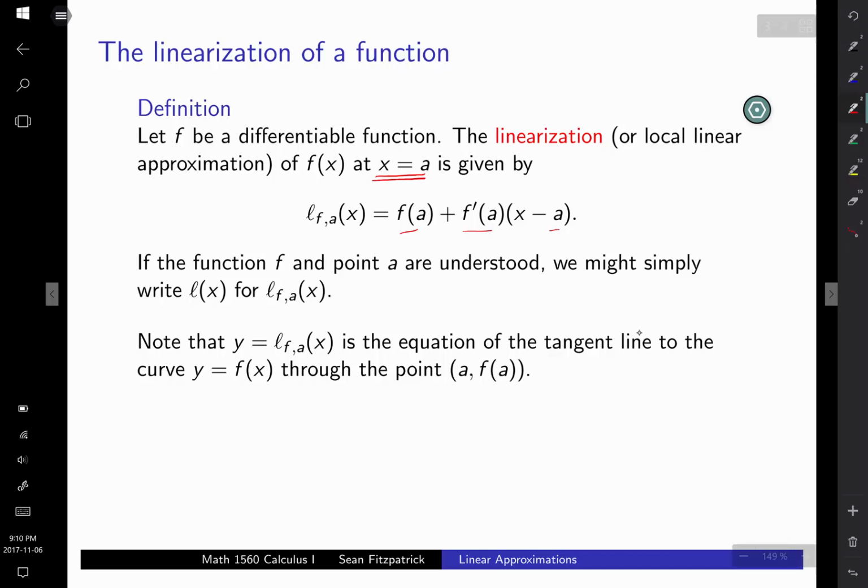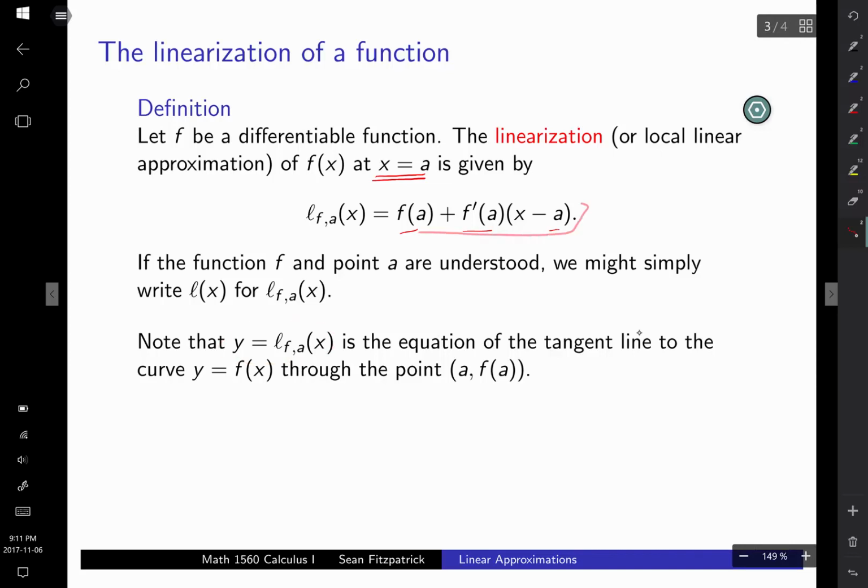Now these decorations I've put here, the f and the a, that's something that you might want if you were talking about linearizations for more than one function, or if you were considering a linearization at more than one point, then you might want to be able to distinguish between different functions or different points. If you're just looking for a linear approximation at a point, where the entire context is there's just a single function and a single point, then you probably want to just call that L of x and not worry about the subscripts, right?